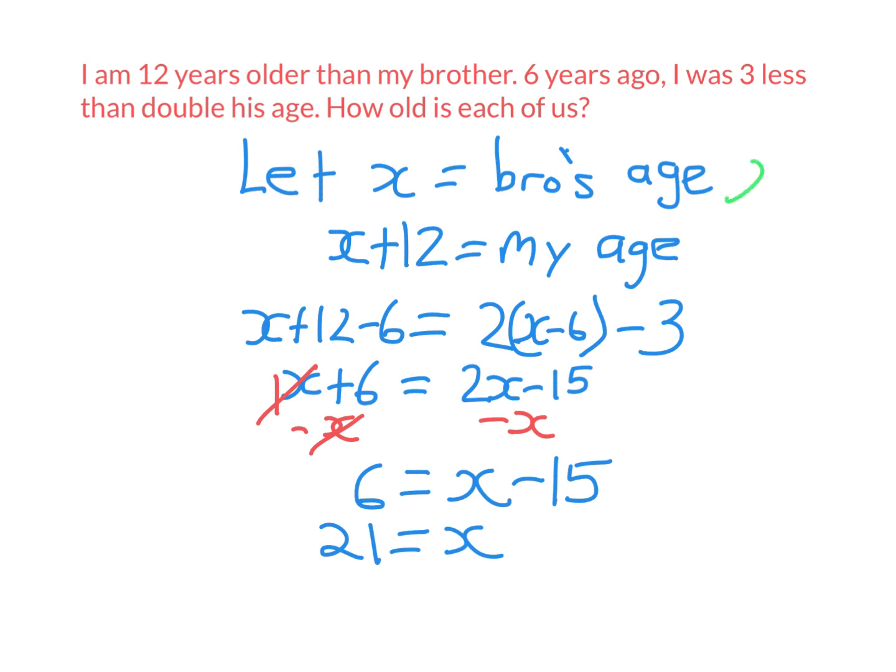That means my brother's age is 21, so that means my age is 33. 6 years ago, I would have been 27, which is 3 less than double 15, which would have been my brother's age.